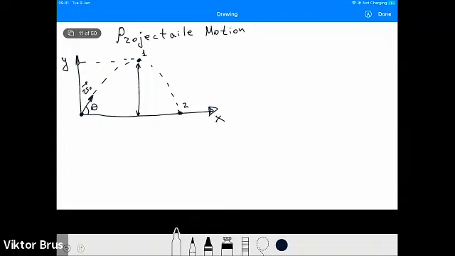Yeah, so here is the height. And also point 2 with respect to the origin of the coordinates. We will define L, it's the distance this object will travel along axis x.